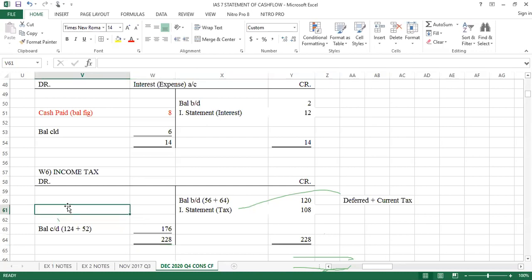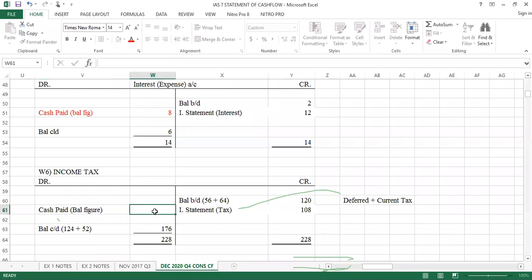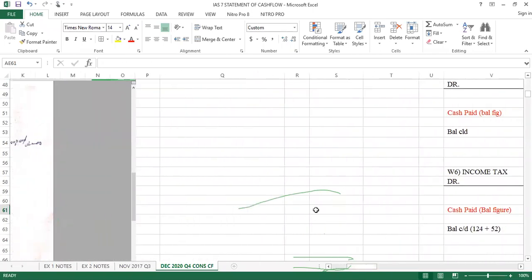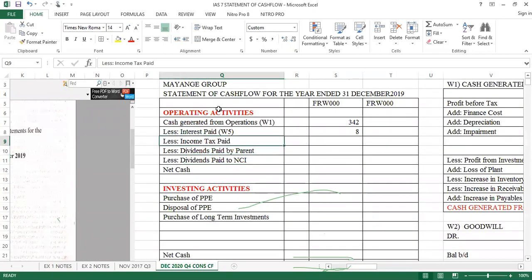So what is the cash paid? Cash paid is a balancing figure, of course. The cash paid is 228 minus 176. We get 52. So the cash paid is 52. So working 6 is 52.